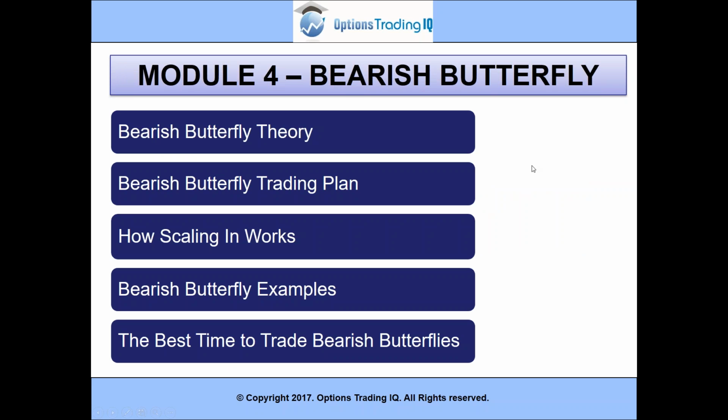Okay, so that was it for the diagonal spreads. Next session is going to be module 4, the bearish butterfly. Again, we'll go through the theory, we'll go through the trading plan, talk a little bit about the scaling in and how that works, and then lots and lots of examples, and talk about the best time to trade bearish butterflies. So big session on bearish butterflies next time.